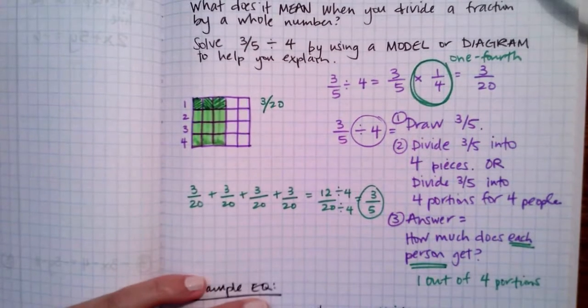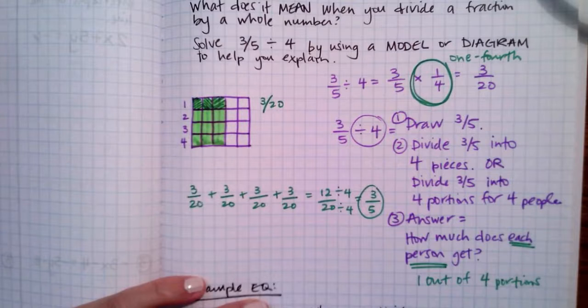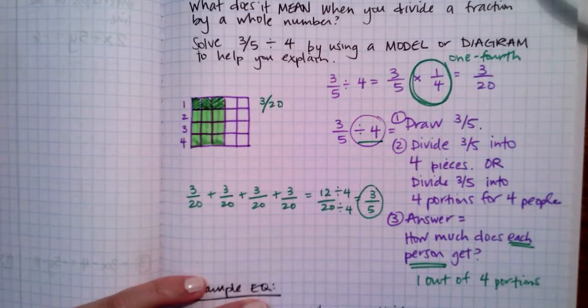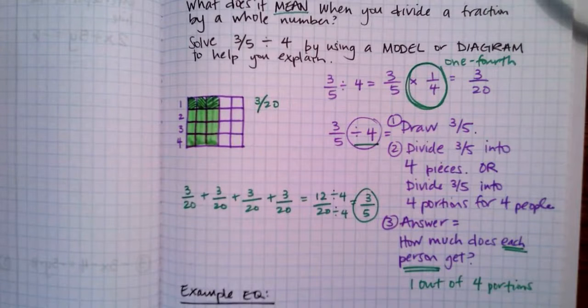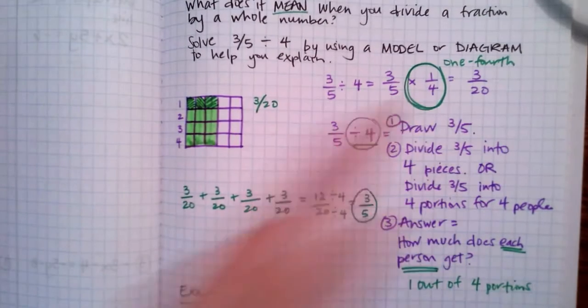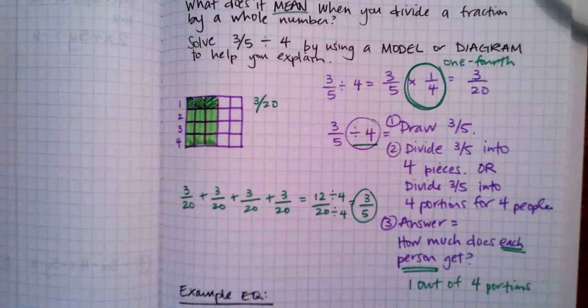That's why we flip that second number, because we're trying to figure out what is 1/4 of 3/5. It's the same thing as dividing it by 4. So that's where that shortcut comes from. But the question didn't ask you about the shortcut. The question is asking you, what does it mean? What are you actually doing when you divide a fraction by a whole number? You're taking that fraction and you're dividing it into that many pieces. So to figure out how much each person gets, you're really trying to figure out 1/4 of the 3/5.